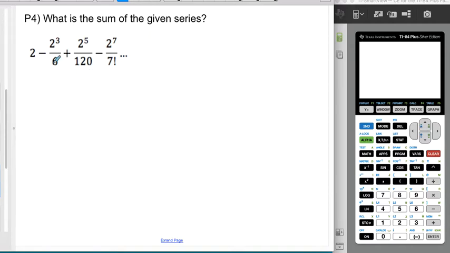Okay. So a couple things I notice, right? The first thing I notice is it's got all odd powers. The second thing I notice is this 7 factorial.